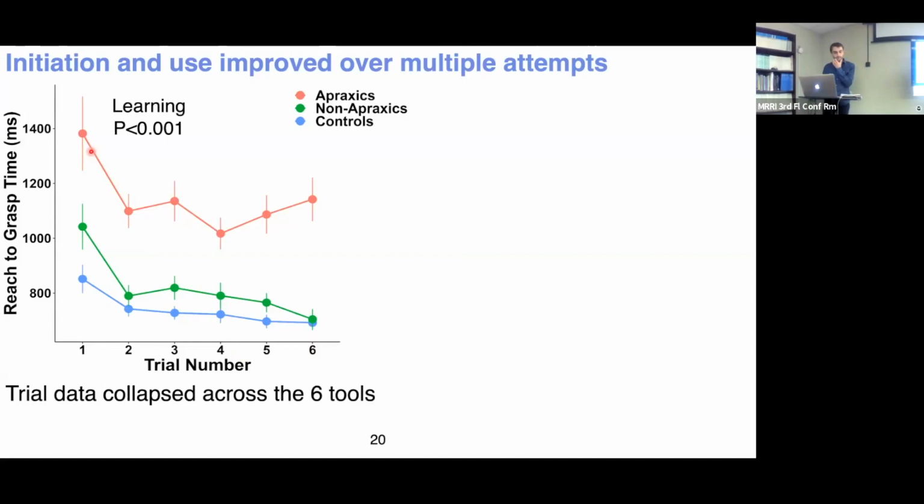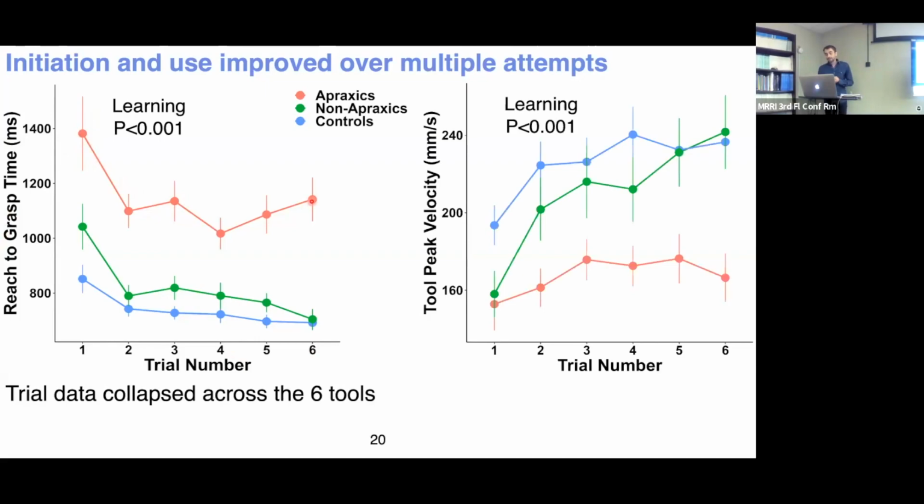But as you can see, apraxics on the initiation were much slower in comparison to the two other groups. They get a little bit better, but are still impaired at the end of the task. And we found a similar pattern on the use part, with impairment early on in the task, some improvement, but still impairment later on.